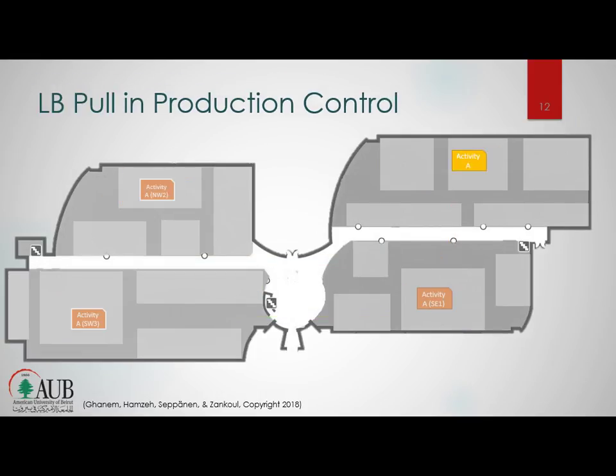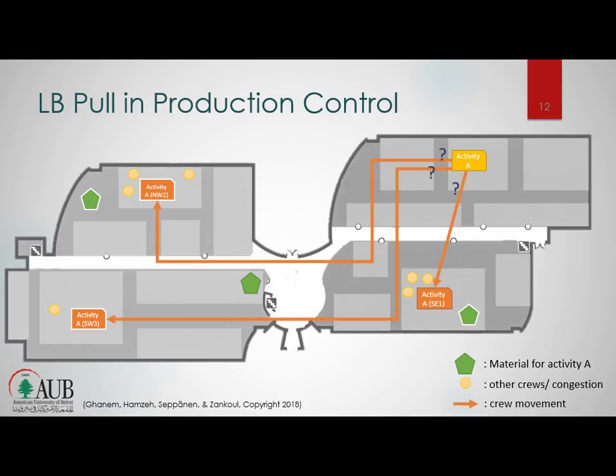So if we were following a pull technique on production on the construction site, all of these alternatives, if we continue, we have the material distribution on the areas and the congestion. All of these alternatives are considered, and the place that the crews are going to move to is their decision based on the congestion and on the schedule and the material availability as well.